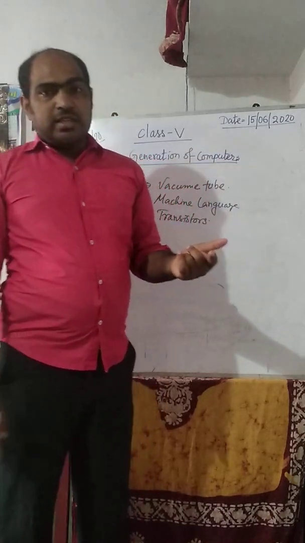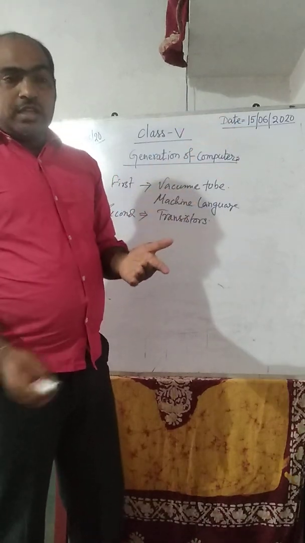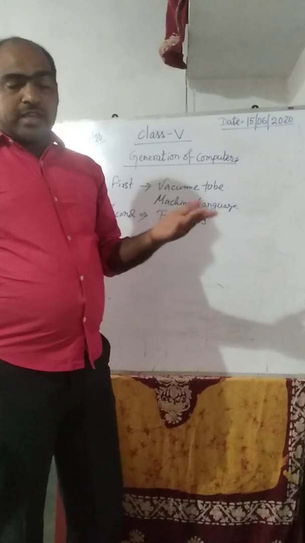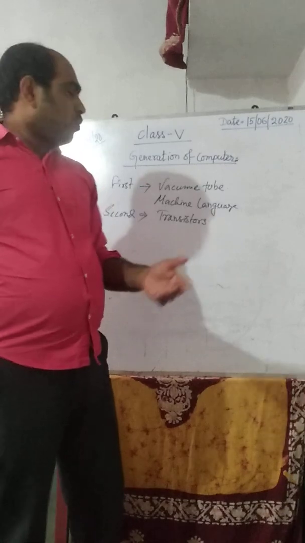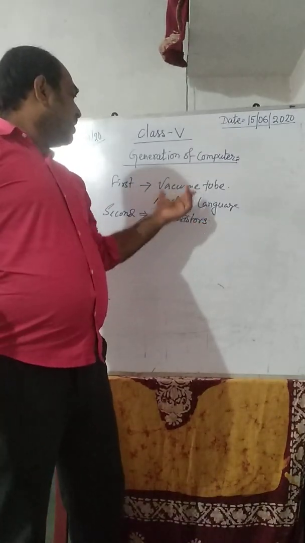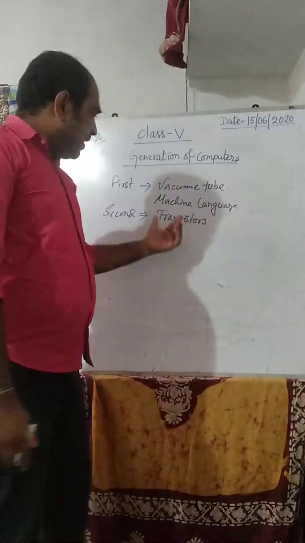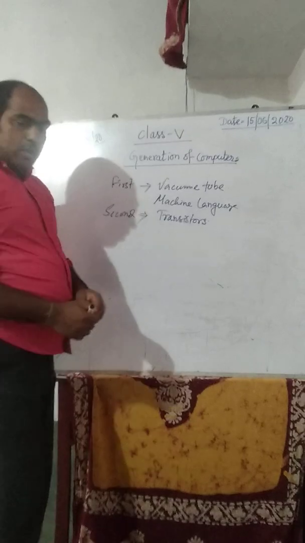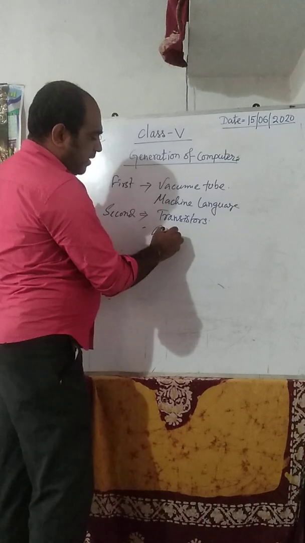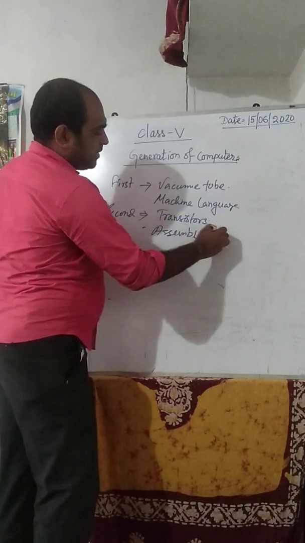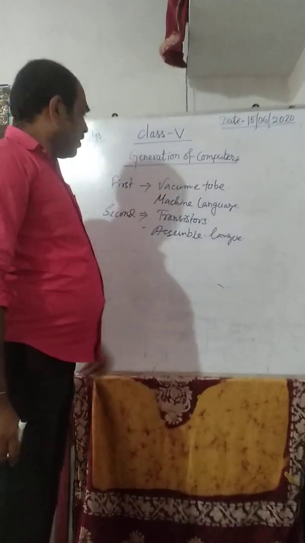Whatever you are thinking, the computer you see at school or home that you are using, my dear, it was not like that computer. Its size was very big, and different types of computers were there. So in this second generation, instead of vacuum tube, they used transistors. Obviously, they changed the machine language. Instead of machine language, they used assembly language. Remember, assembly language.